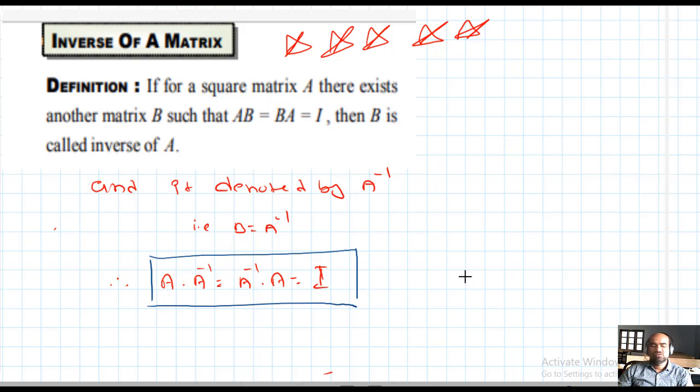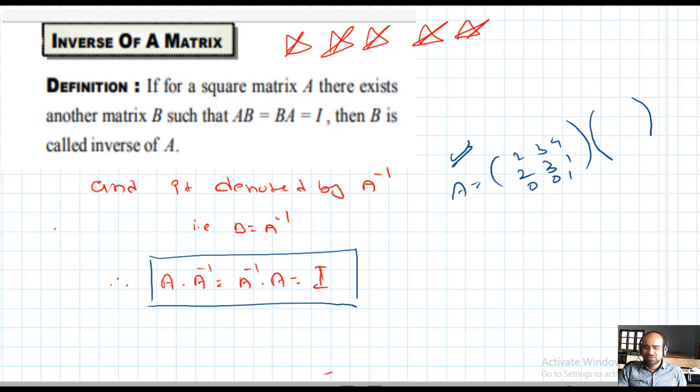Okay, students. So this is the definition. Actually, what is our target? If a matrix is given, how to find its inverse? Very, very difficult. Matrix is given, how to find inverse? You want to find out a matrix so that this into this equal to I, or this into this also I. Such a matrix should be found.